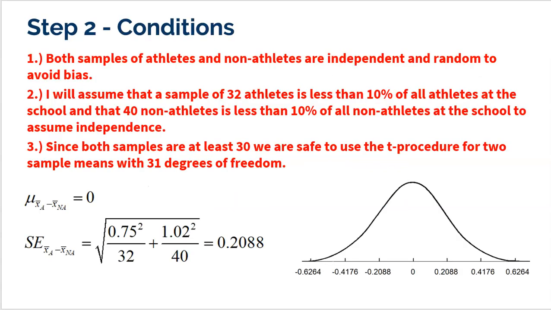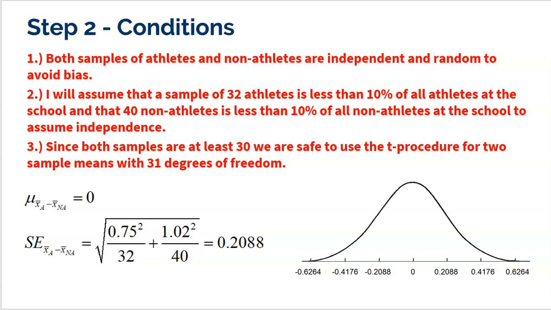All right, now step 2 here is our conditions and building the sampling distribution, assuming the null is true. So just run through these real quick. Both samples, athletes and non-athletes, are independent and random to avoid bias. I will assume that 32 athletes is less than 10% of all athletes at his school. I don't know for sure that's true. 40 non-athletes, I would also assume is less than 10% of all non-athletes at the school to assume independence. Both samples are at least 30, so it's safe to use a T procedure for a two-sample means with 31 degrees of freedom.